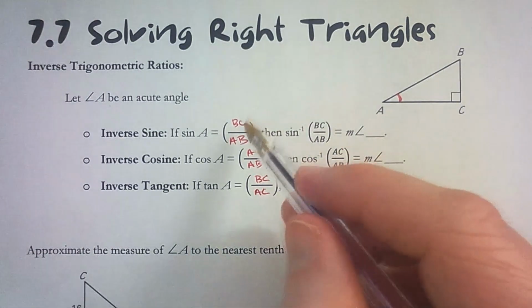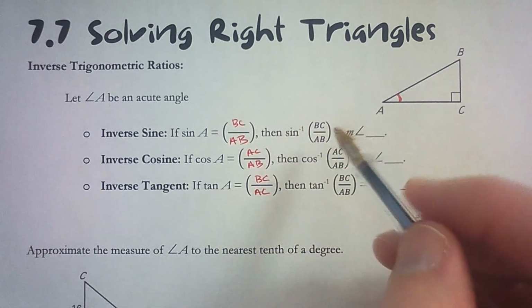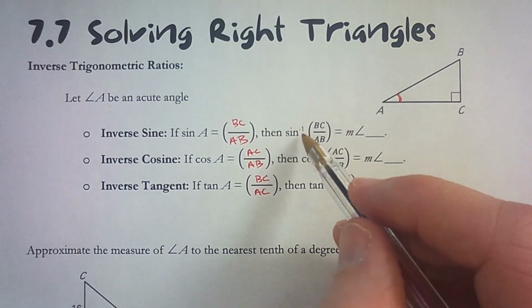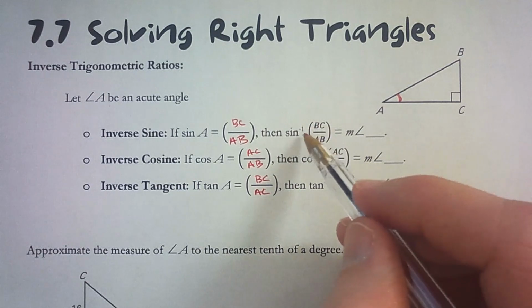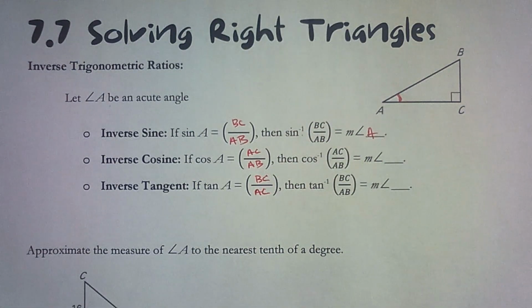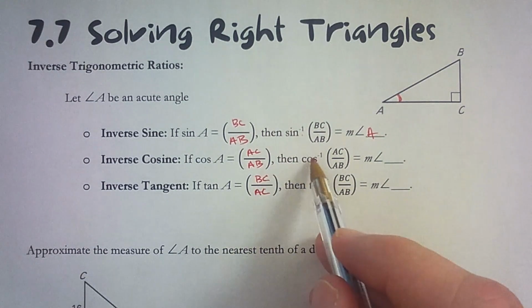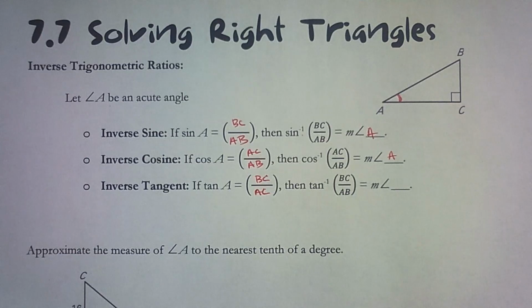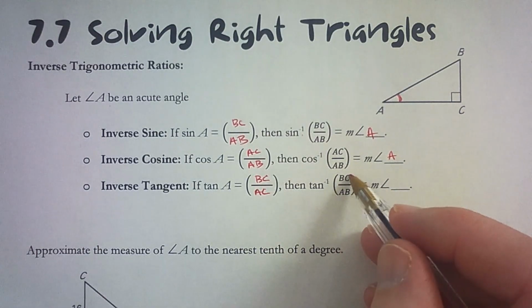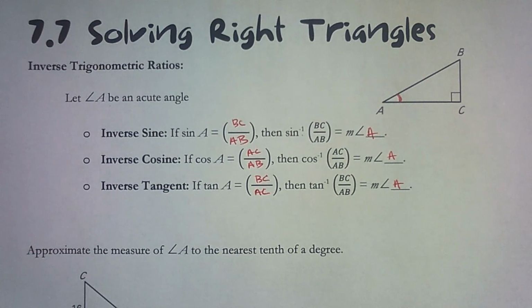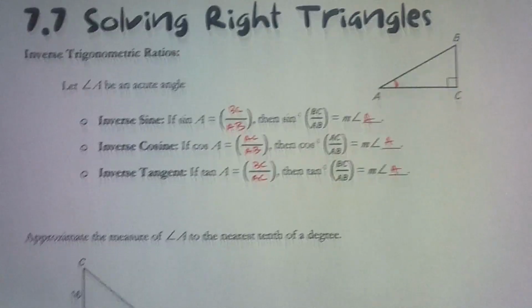Okay, now if these are all true, then the measure of angle A can be found by doing inverse sine. Inverse sine of BC over AB gives us the measure of angle A. Or inverse cosine of AC over AB gives us the measure of angle A. Or inverse tangent BC over AC gives us the measure of angle A. Okay, so how do we actually use that?